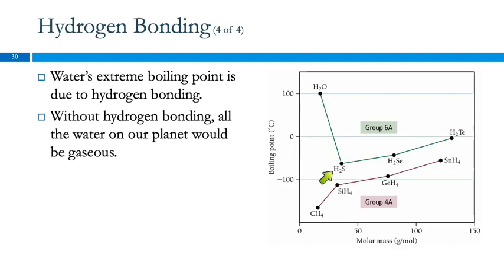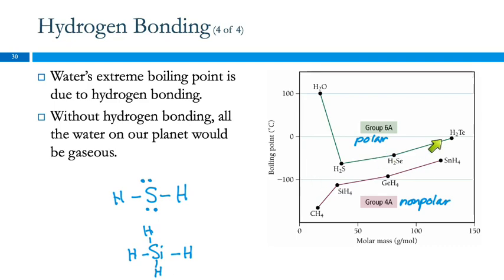Okay? If we go over here to group 6A, H2S, H2Se, H2Te, we also see this trend of increasing boiling point with increasing molar mass. And the reason that the group 6A compounds are all higher in boiling point is that these all have lone pairs on their central atoms. Whereas something like silicon tetrahydride does not. So the group 6A molecules are polar, and these are going to be nonpolar. And so we see that this line is higher boiling points, higher melting points too. And then there's water.